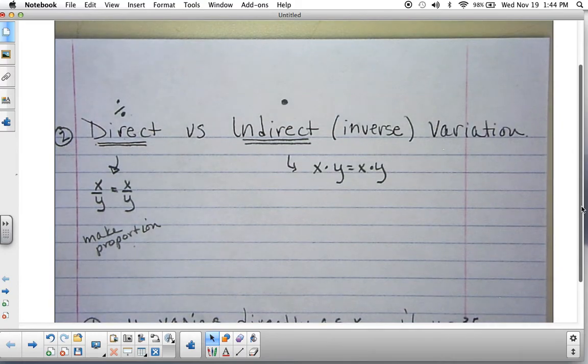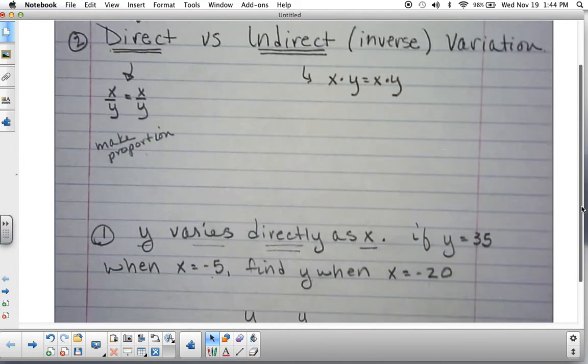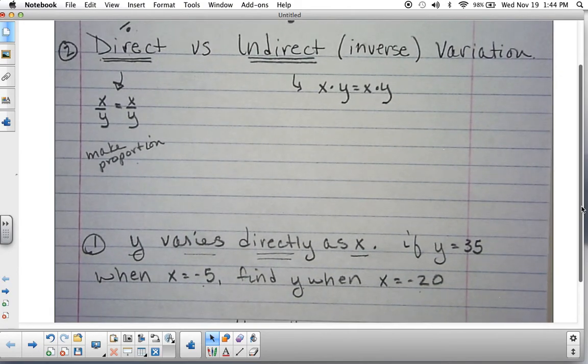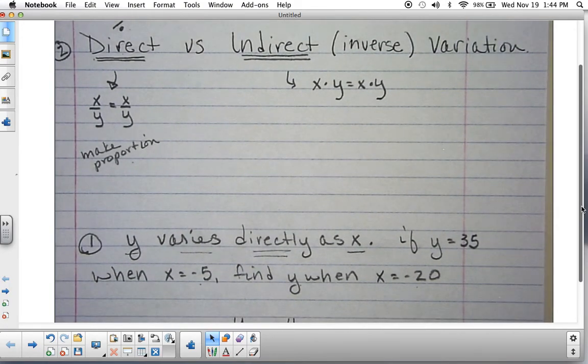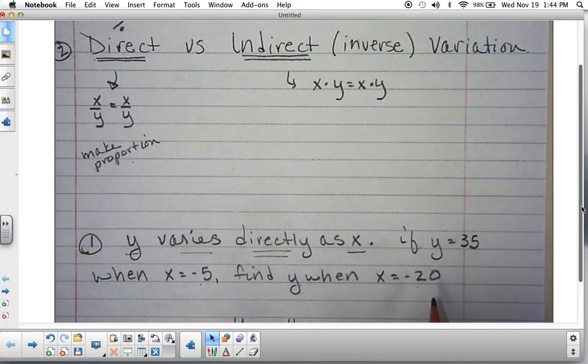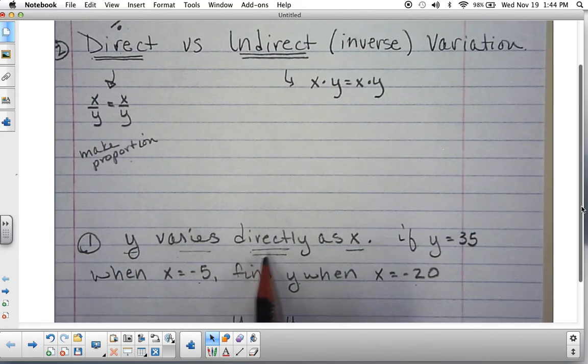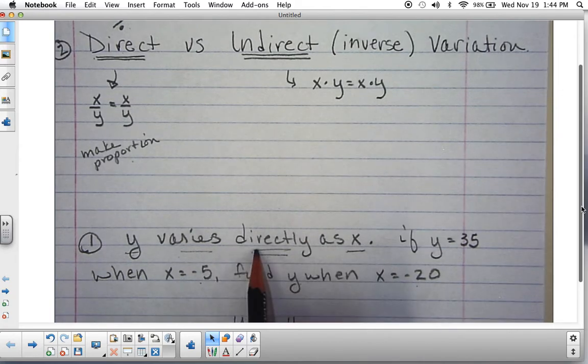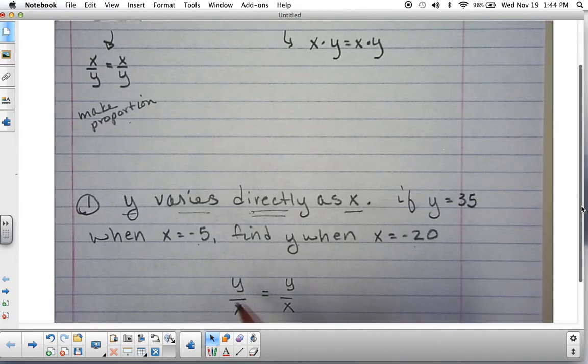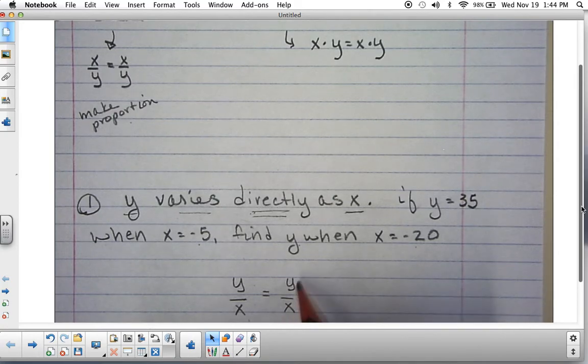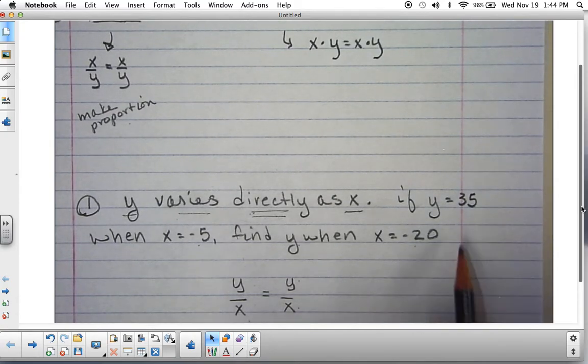So if it says, you know, y varies directly as x. Here's my example number 1. If y is 35 when x is negative 5, find y when x is negative 20. So when you read this, you see y varies directly as x. You're going to say directly, oh, that's division. Directly means divide. So I'm going to do y divided by x equals y divided by x. I'm going to make a proportion, and then I'm just going to fill it in.